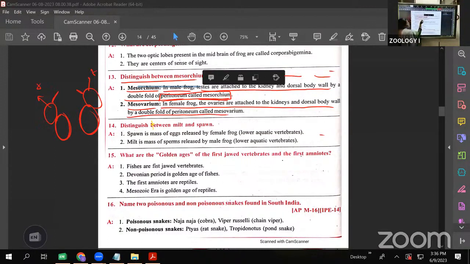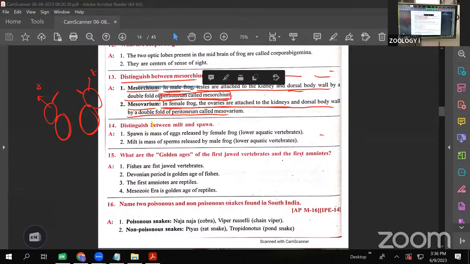The peritoneum is the same. But here it is a male frog, and here it is a female frog. Which one is attached? The testes are attached to the kidneys and dorsal body wall. And in the female, the ovaries are attached to the kidneys and dorsal body wall, and this is called the mesovarium. Here, mesovarium means the ovaries and dorsal body wall are attached by the peritoneum. Mesorchium means the testis is attached to the kidneys as well as the peritoneum.